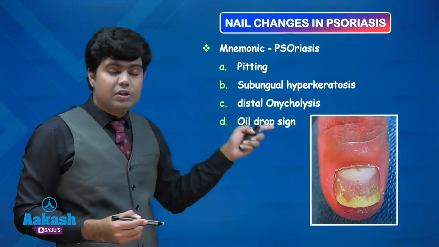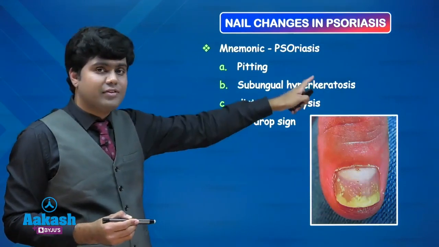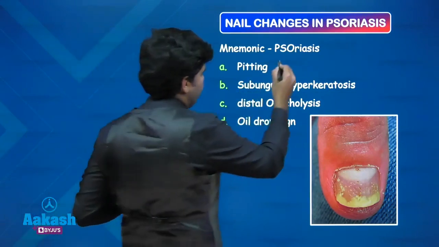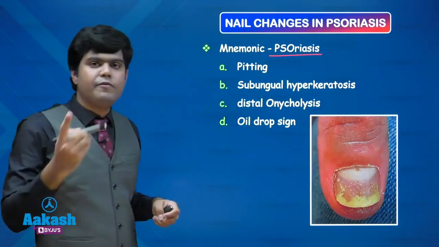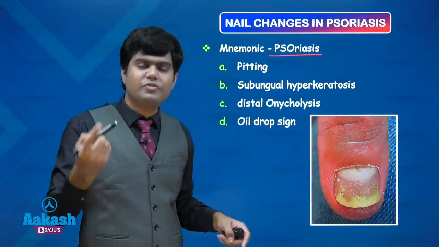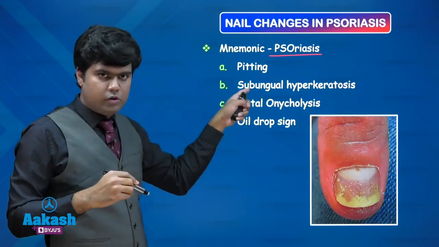Right. Also another important thing is manifestations in the nail related to psoriasis. So mnemonic itself is hidden in psoriasis. PSO of psoriasis. So P for pitting. So nail pitting. Which type of pitting we see in psoriasis? It is coarse nail pits. Fine nail pitting we see in alopecia areata. So it is coarse, not fine.